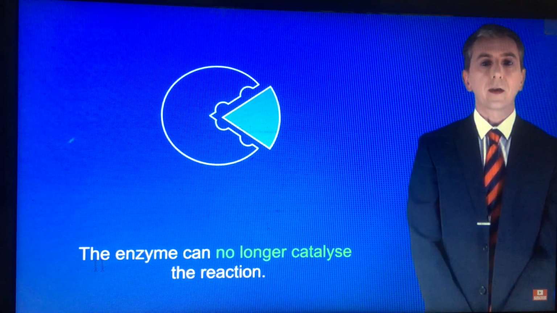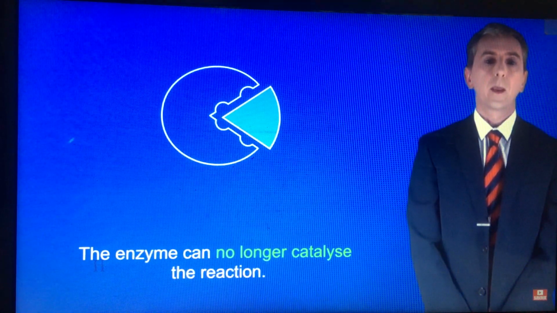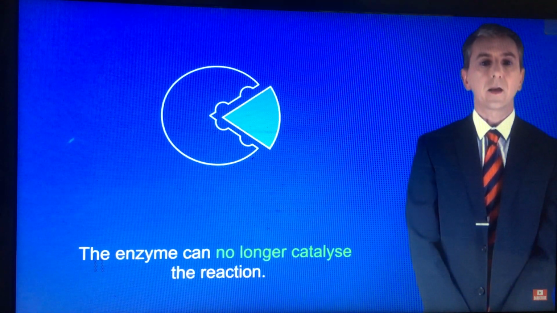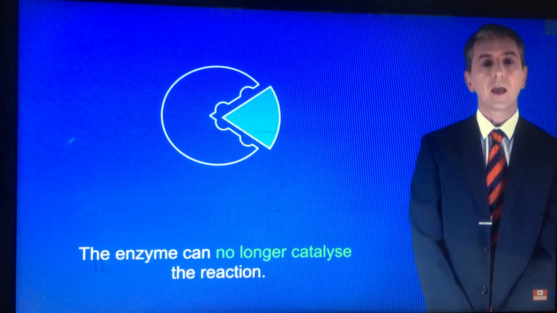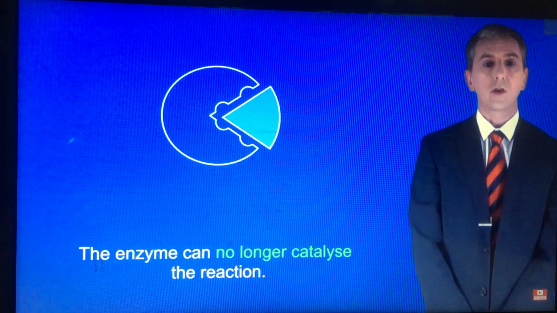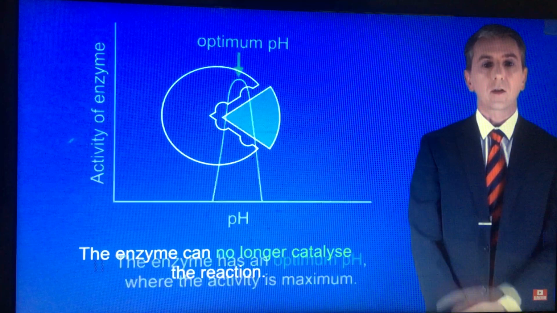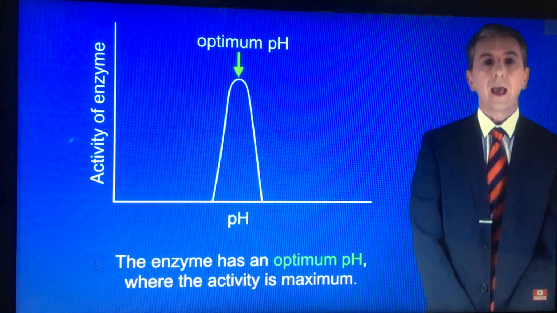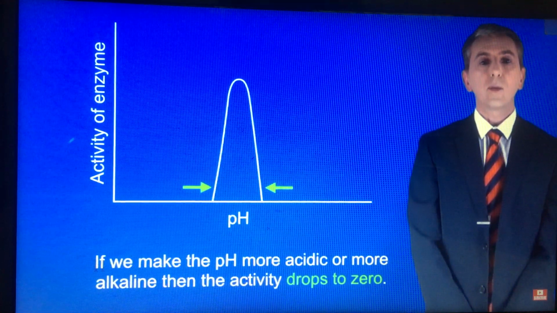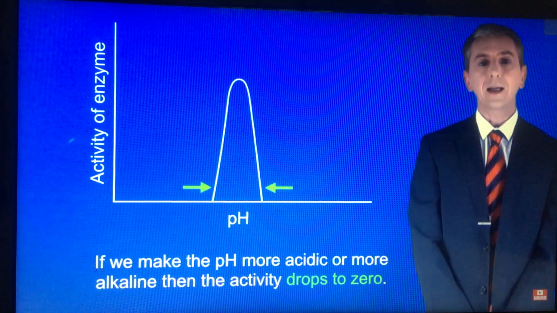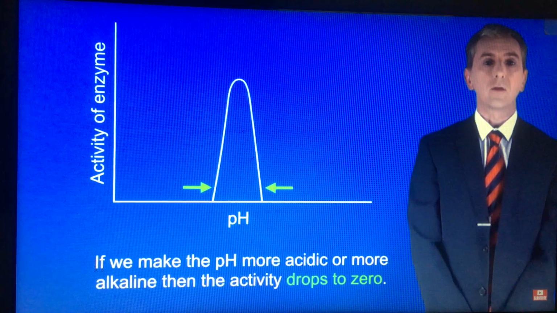Okay, let's take a look now at the effect of pH on enzyme activity. In this case, we're taking an enzyme-catalyzed reaction and we're altering the pH. We're then measuring the activity of the enzyme at each pH, in other words, the rate of the reaction. We get a graph that looks like this. The enzyme has an optimum pH where the activity is maximum. If we make the pH more acidic or more alkaline, then the activity drops to zero.